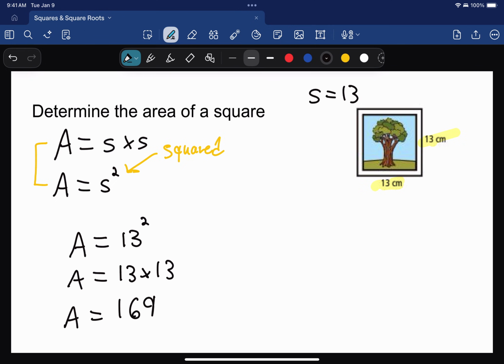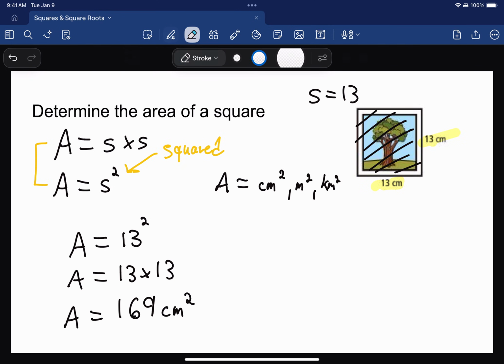Okay, 169. Now, the trick is we're not done because we have to write our units, centimeters, but we don't just write centimeters. We actually write centimeters squared. Okay, area is always in centimeters squared or meters squared or kilometers squared because we are talking about the area. That's the space inside. We're not talking about a length. We're talking about a squared area.